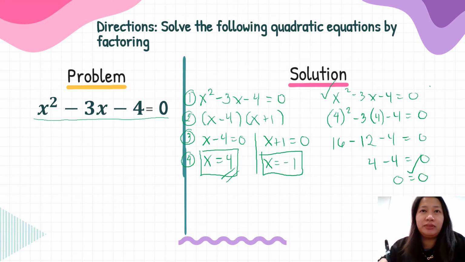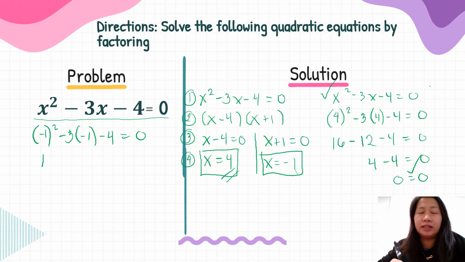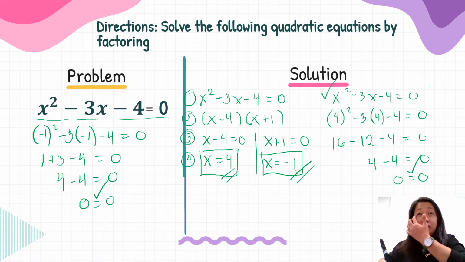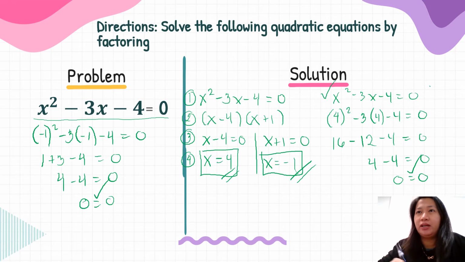Let's have negative 1. Kasi negative 1 naman po ang isubstitute natin. Dito tayo ha, kasi wala ng space. Negative 1 squared minus 3 times negative 1 minus 4 equals 0. Negative 1 times negative 1, that is 1. Negative 3 times negative 1, that is positive 3. Minus 4 equals 0. And 1 plus 3 is 4. Minus 4 equals 0. And 0 is equal to 0. So, they are both not an extraneous solution. So, you have your x equals 4 and x equals negative 1.